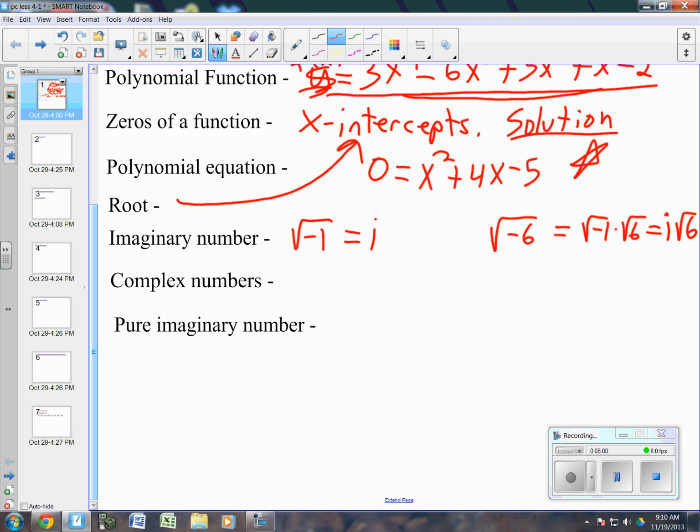Now, I know in the past, when I've taught about imaginary numbers, students sometimes get angry. Are you guys feeling anger feelings right now?